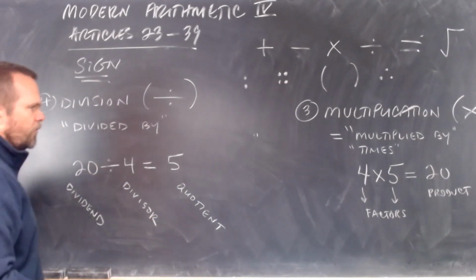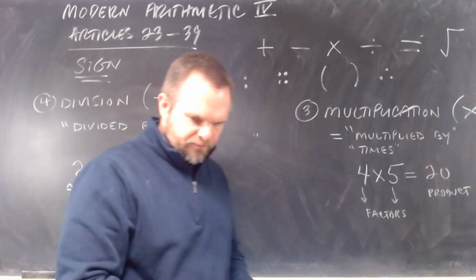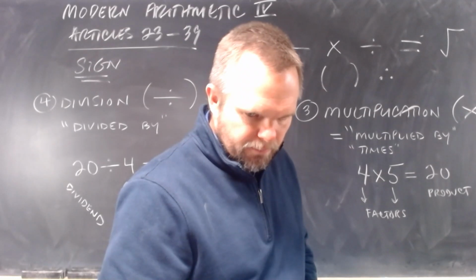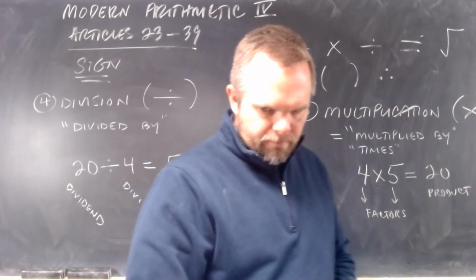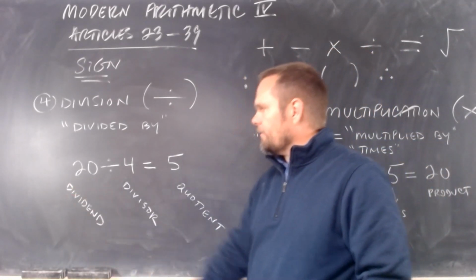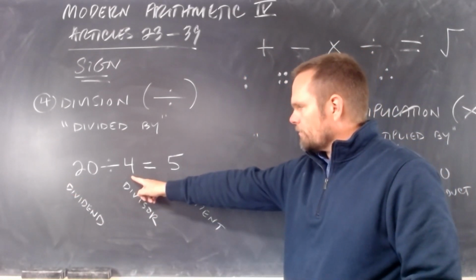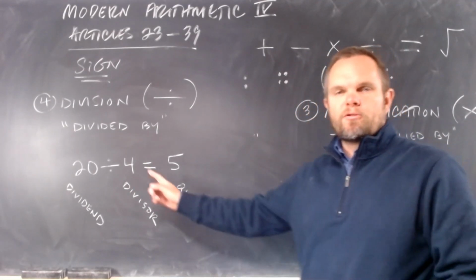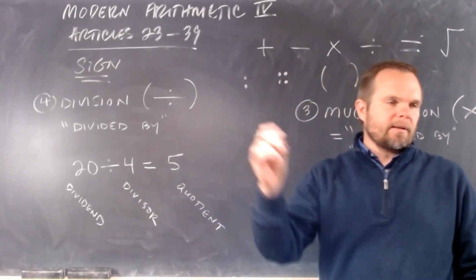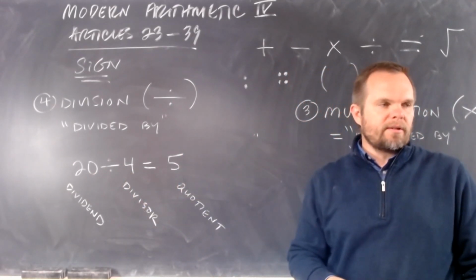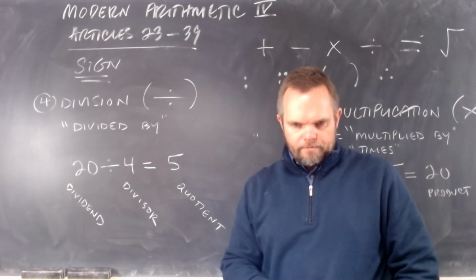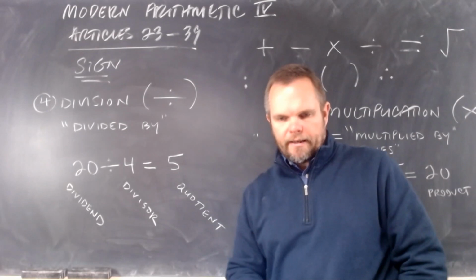20 divided by 4 equals 5. The sign of division, another sign of operation. The number to be divided always has to be on the left. The divisor is always on the right. So like subtraction, the order always has to be the same. You can't flip the quantities like addition or multiplication. That's Article 28.